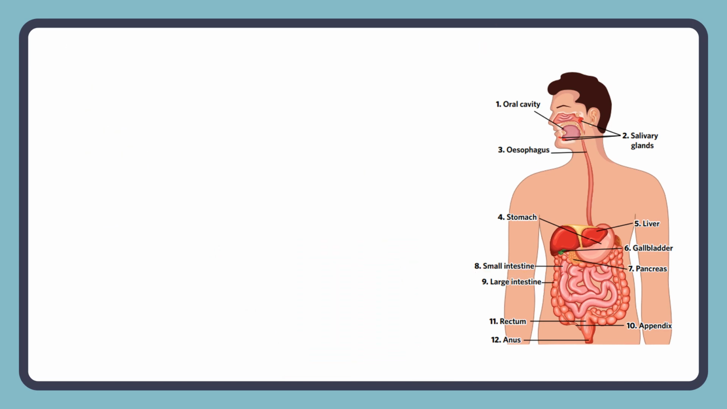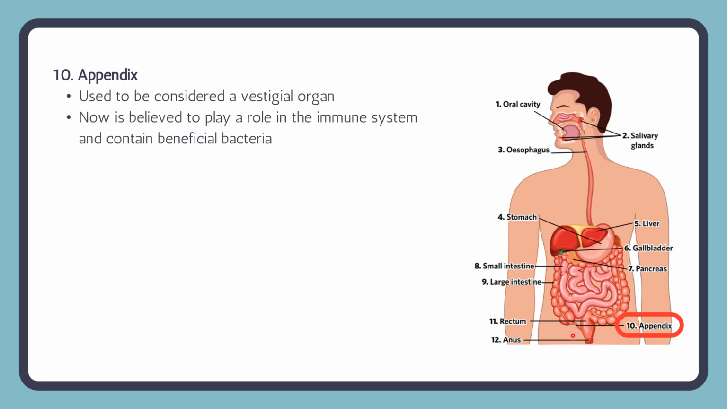And now we've reached the final part of the digestive system. So we have the appendix over here, and if you can see it, it's really small. It's this really small bit right here. It's considered to be a vestigial organ. So this organ is not something we use now, but it's left over from a time when we did use it. It is believed to have played a role in the immune system, or it might still play a role in the immune system and contain beneficial bacteria, but research is still being done about the appendix.